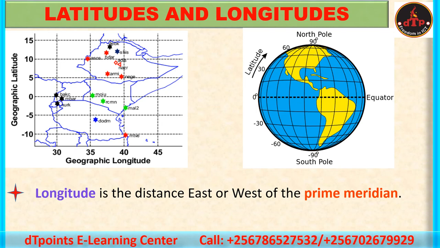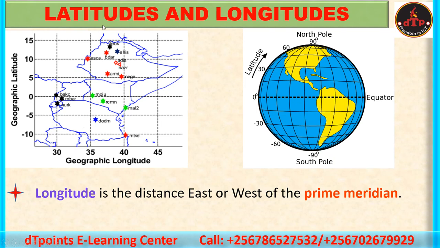So let us define what a longitude is. A longitude is the distance east or west of the prime meridian. So this line marked 0 degrees, which runs from the North Pole on the globe coming down, that line is the one we call the prime meridian.